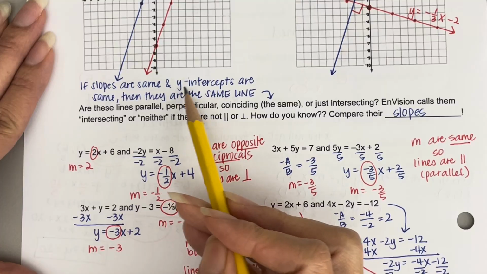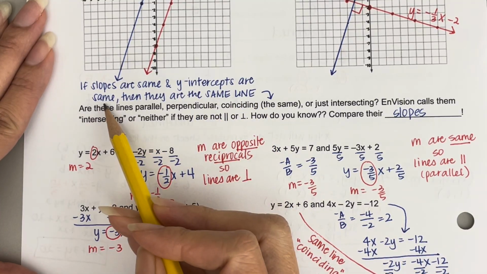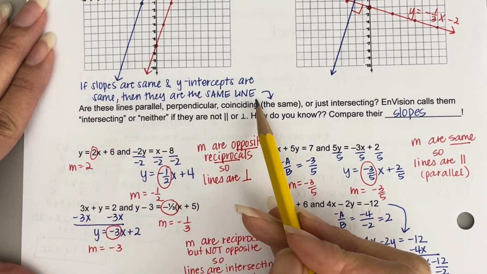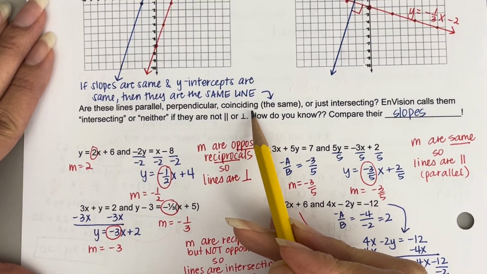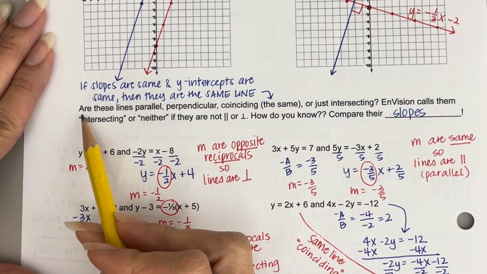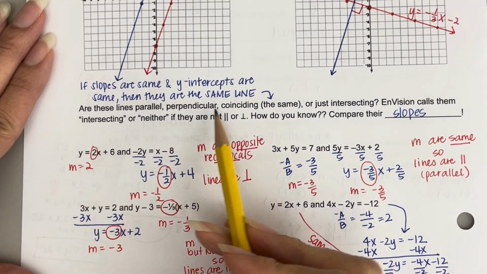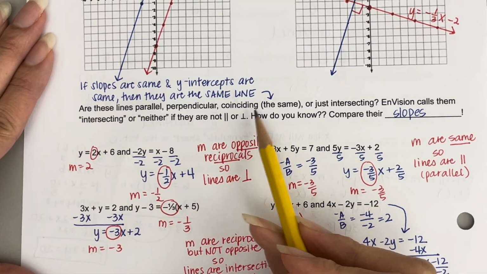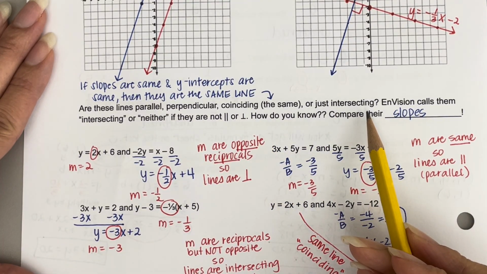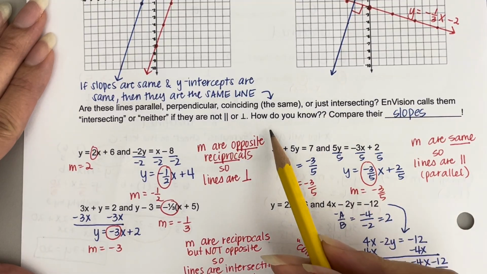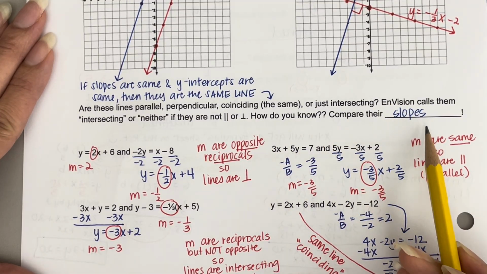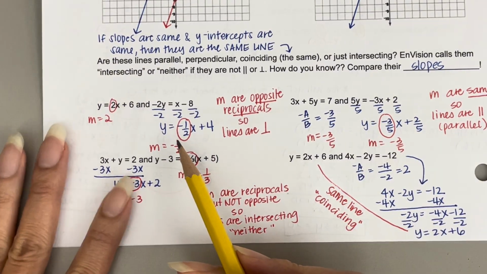If the slopes are the same and the y-intercepts are the same, then they are the same line, and they're called coinciding. So the choices you have here are these lines parallel, perpendicular, coinciding, or just intersecting, which means they're neither parallel or perpendicular? How do you know what they are? You compare their slopes. So let's start with this example here.